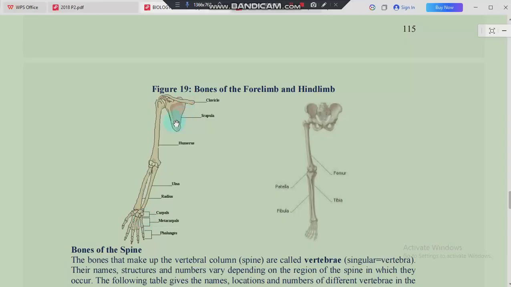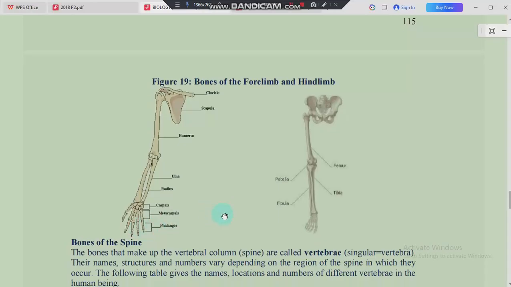This is the bone of the scapula, and this is our clavicle, and this is our humerus, and then finally we have our ulna bone, which is here, and then we have our radius, and then we can talk about the carpals, and then the ones that are found in this region are the metacarpals, and the ones that are found in our digital fingers are the phalanges.